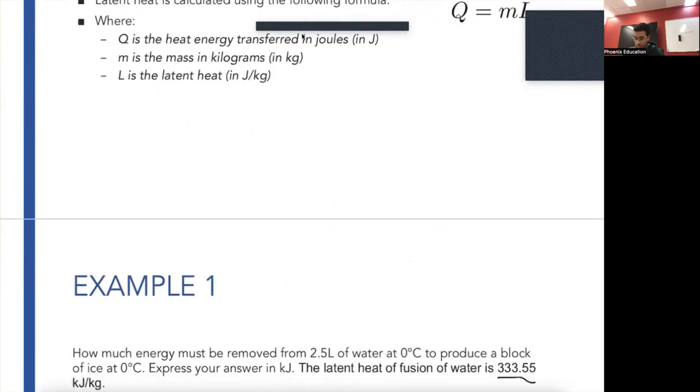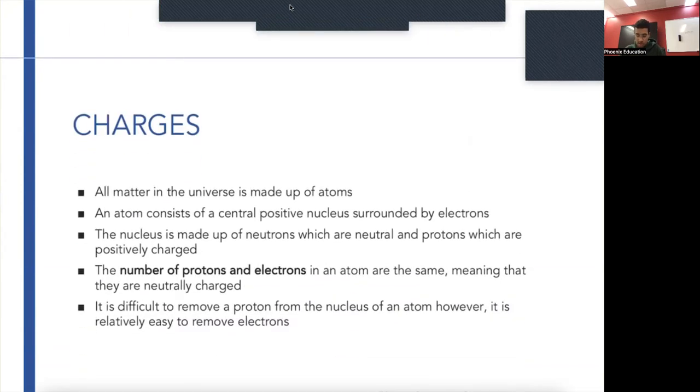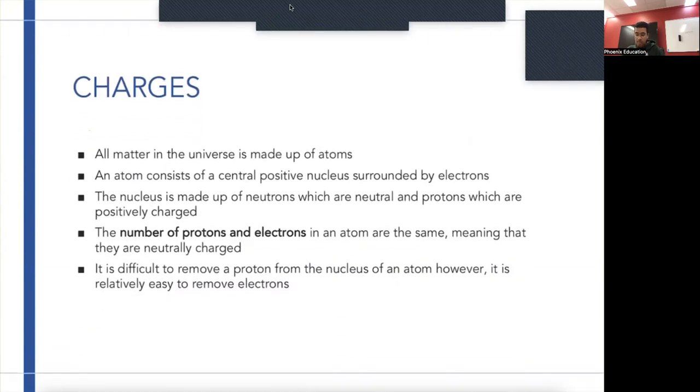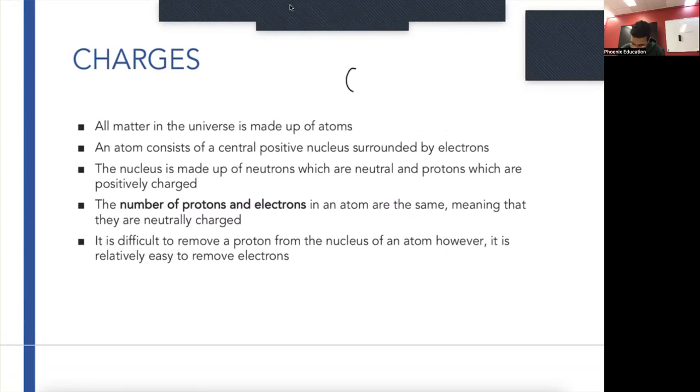Okay. For all of that, we're going to move on to electricity and magnetism, right? So charges. Charges are basically something that make up the universe, and charges can be distinguished into 3 different types: a neutron, a proton, and an electron. These charges each make up an atom. An atom consists of a nucleus and some electrons. In this nucleus, we have protons and neutrons, okay?